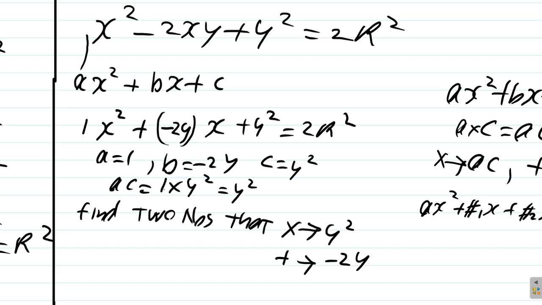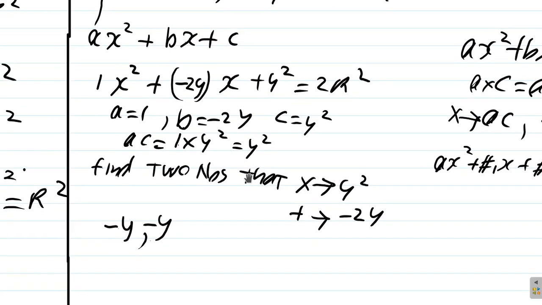Good. Which two numbers are those? Well, that being the case, we can try y and y, because y multiplied by y gives you y squared. The problem is they don't add to give you negative 2y. They add to give you positive 2y. So let's try negative y and negative y. Negative y by negative y gives you y squared. Negative y plus negative y gives you negative 2y. So those are the numbers, right?